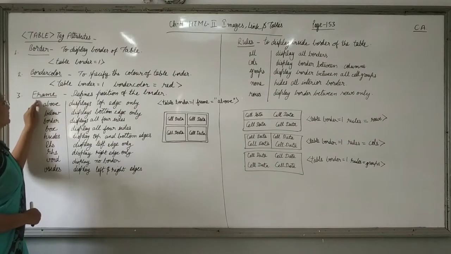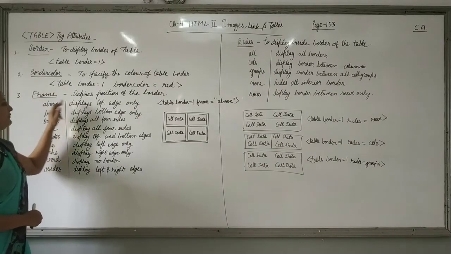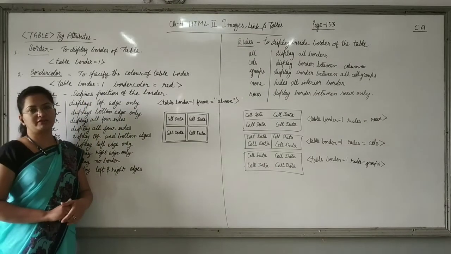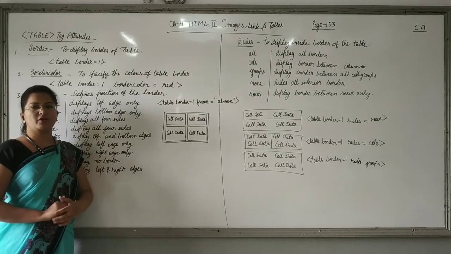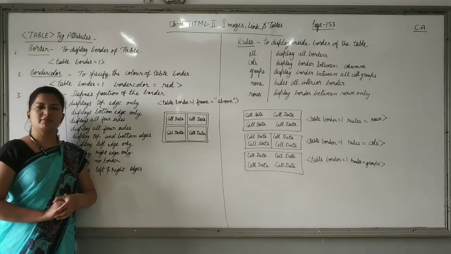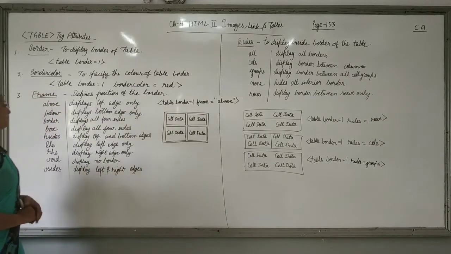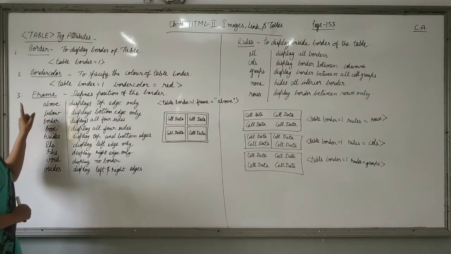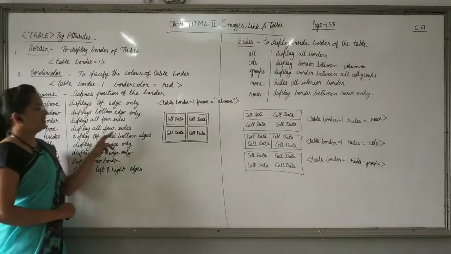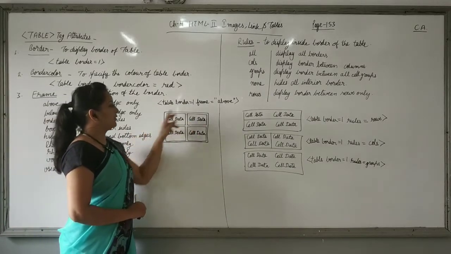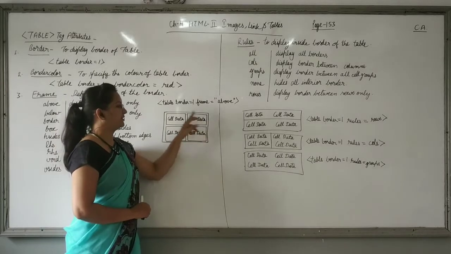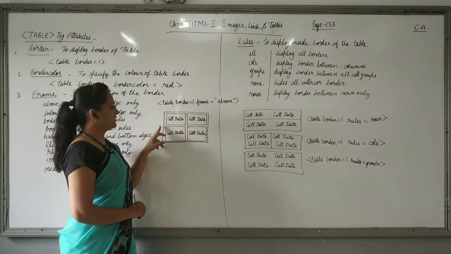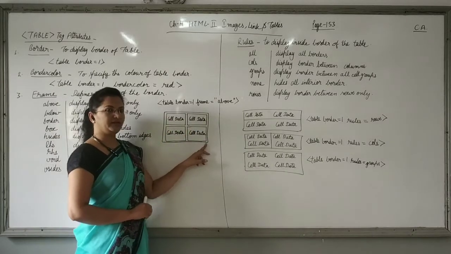Now, one attribute is frame. Frame defines the position of the border. Whichever position we define, only that border will be visible and the rest of the borders will not be visible. So first of all, students, remember that in the borders there is an outer frame. That is the frame of the table.